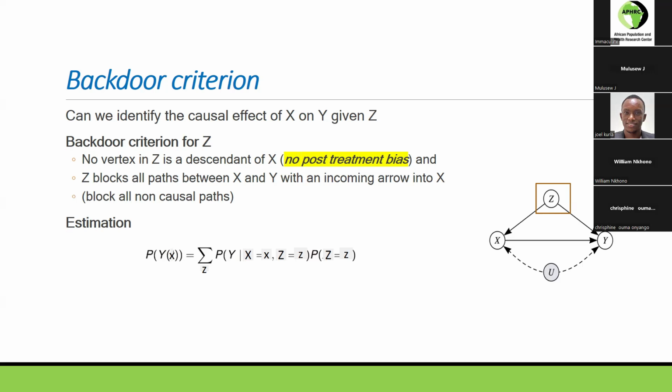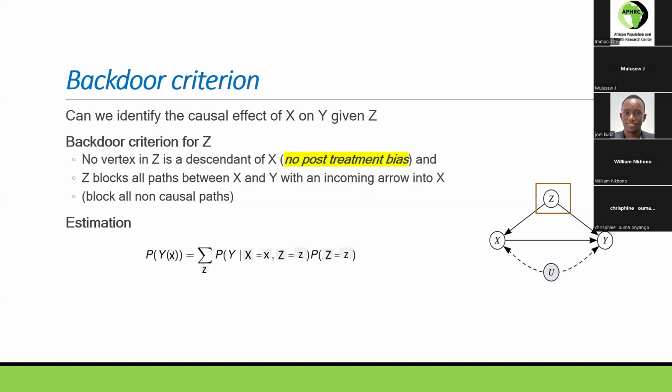The second is that Z should block all paths between X and Y with an incoming arrow into X. That means we should adjust for that. In that case, if we do that, our estimation is a summation of the distribution of the outcome Y given X is set to x and Z is set to z.